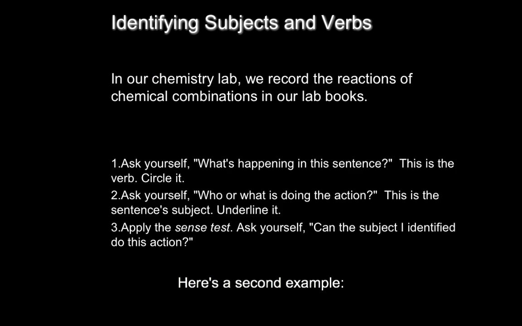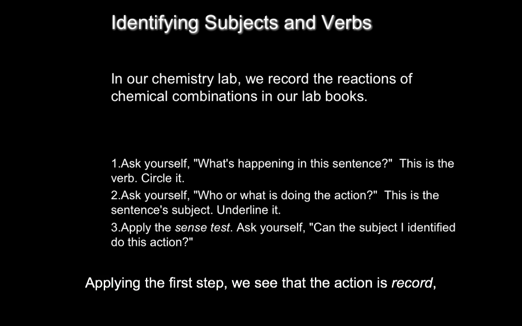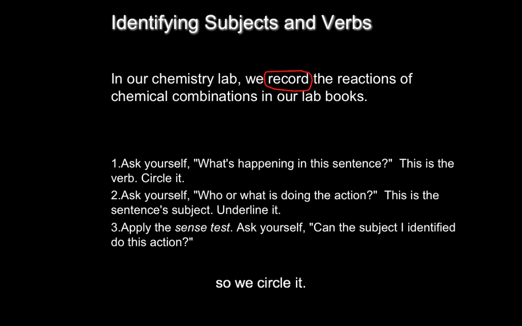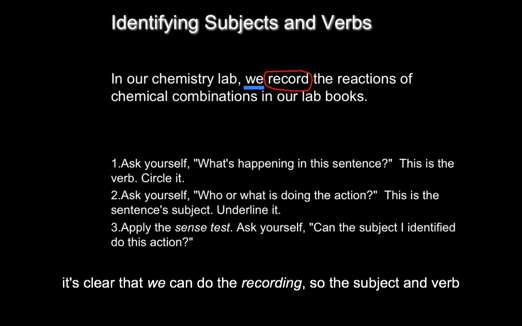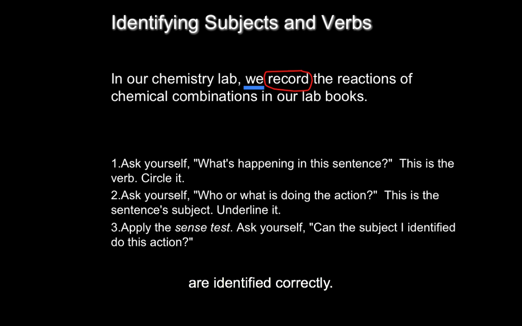Here's the second example. In our chemistry lab, we record the reactions of chemical combinations in our lab books. Applying the first step, we see that the action is record, so we circle it. We are the ones doing the recording. We is the subject, so we underline it. Moving on to step 3 and applying the sense test, it's clear that we can do the recording, so the subject and verb are identified correctly.